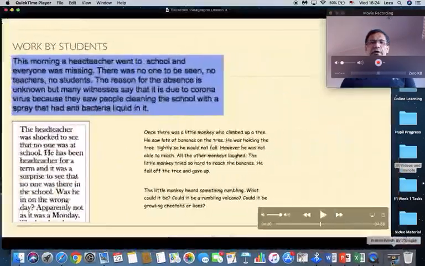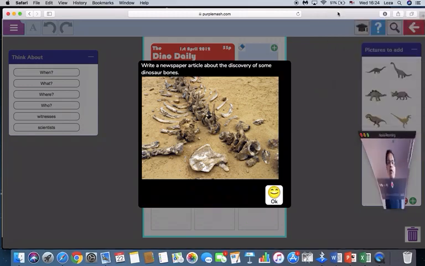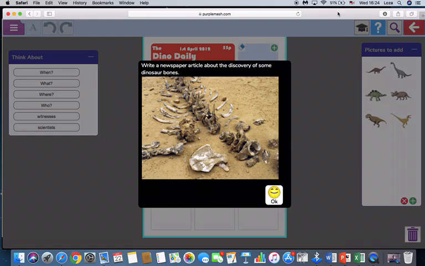So let's have a look at the work that you've been set on Purple Mash. When you click on the app, you will end up on this page. So the task is write a newspaper article about the discovery of some dinosaur bones. Now it's important that you remember to write using paragraphs, because that's the ally for the lesson. So this story just happens to be about a newspaper article about someone discovering some dinosaur bones.